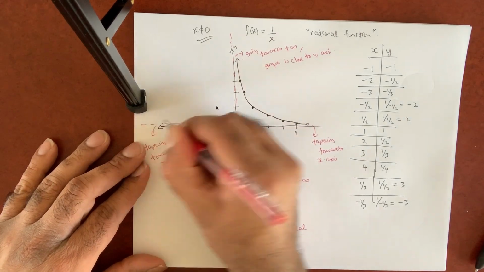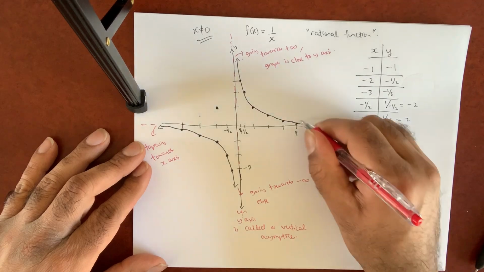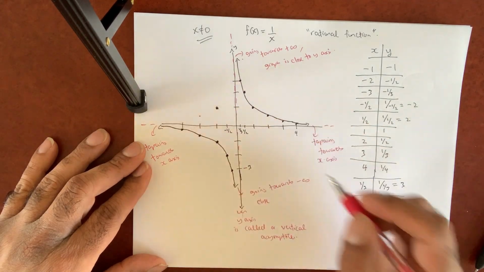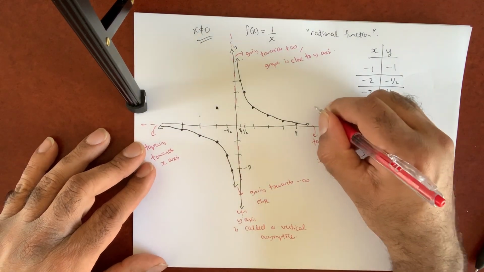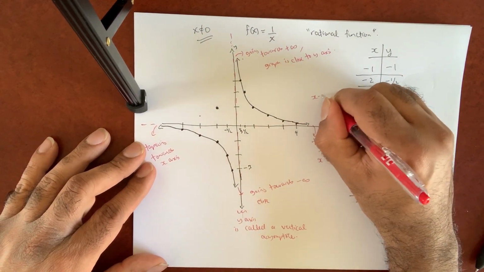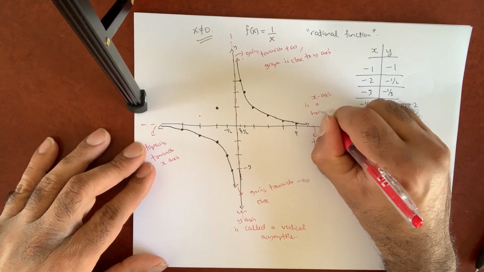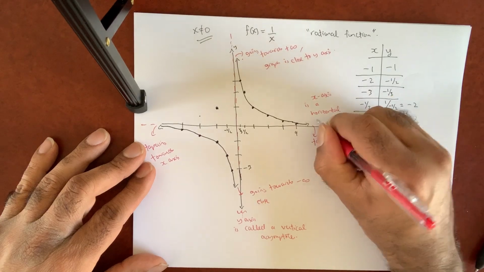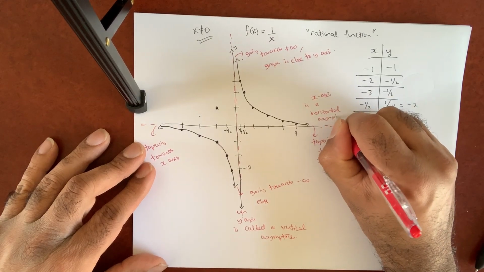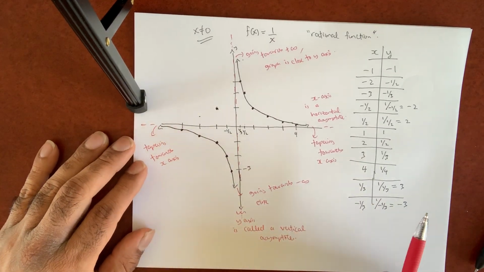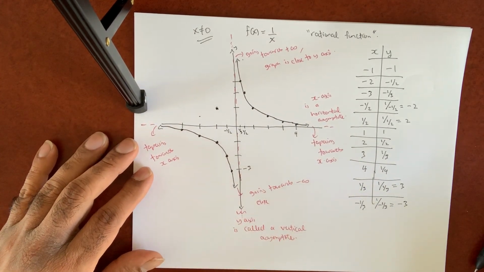Analogously, the x-axis right here, since we're tapering towards it, we're getting closer and closer to the x-axis. Here also we're getting closer and closer there. The x-axis is what's called a horizontal asymptote. So there's a lot of stuff going on with just this one rational function.